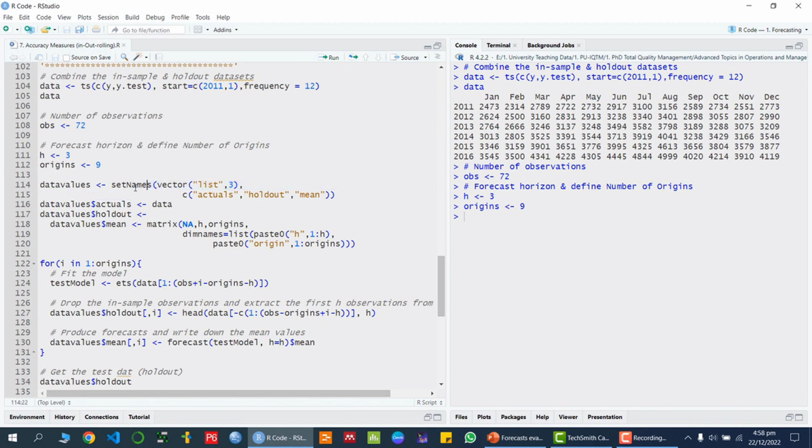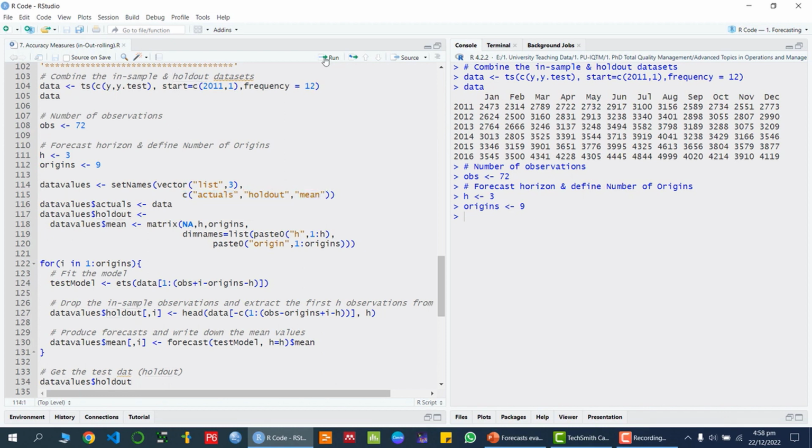So how can we do that? I am mentioning set name, which means giving names to the 3 vectors. I am saying create 3 vectors, which are of the type list, and then give names to those vectors. One vector is called actuals, then holdout, and then mean.